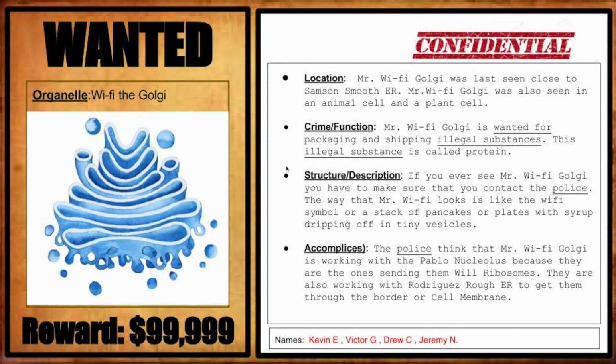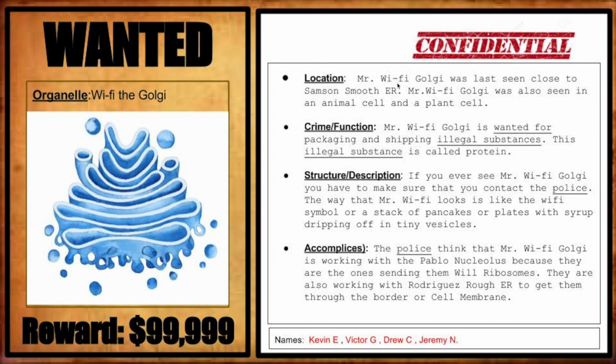All right, let's look at one example of a wanted poster created in PowerPoint. Right here you see they have a wanted sign. They have a picture of the organelle. They got creative and named it Wi-Fi the Golgi. Their organelle is the Golgi apparatus or the Golgi bodies. They have a reward down here where, again, they got creative. Over here is where the information is that they are required to have. That was in part 2, okay?